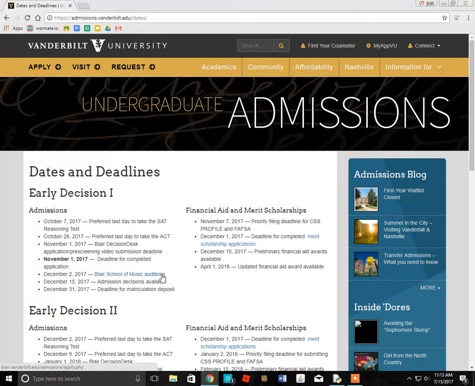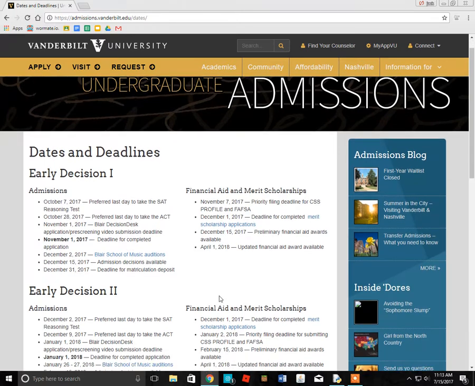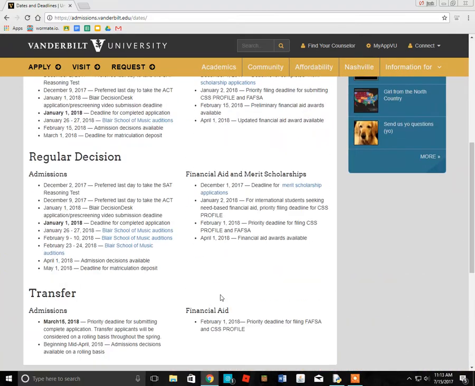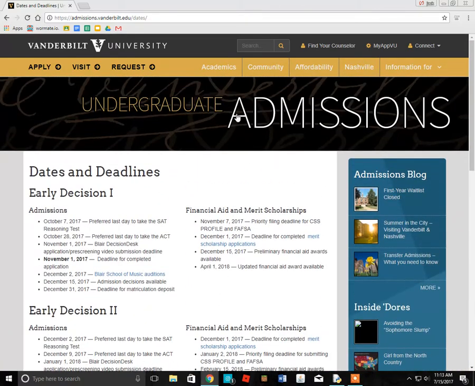Different majors have different requirements for admissions. Like right here, if you want to major in music, you have to audition, and that's highlighted in blue, which is pretty helpful. Also, it should be noted that application deadlines for regular admissions sometimes differ from deadlines for scholarship applications. So right over here you see merit scholarship applications are also in blue, so pay attention to that as well when you're on an admissions page. Transfer admissions are usually located at the bottom.